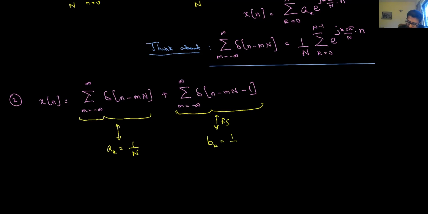This is 1 by N, and then the shifting property. What is the shifting property? This is e raised to the power minus j k 2 pi by N times n naught, but n naught is just 1. So the entire Fourier series coefficients would simply be a_k plus b_k. So this is 1 upon N, times 1 plus e raised to the power minus j k 2 pi by N. Okay, so Farasat, this is your answer.